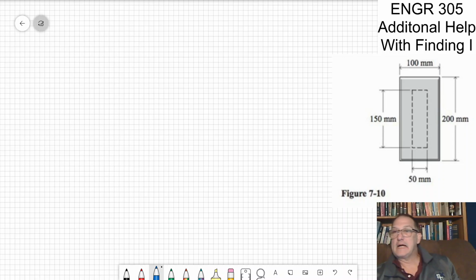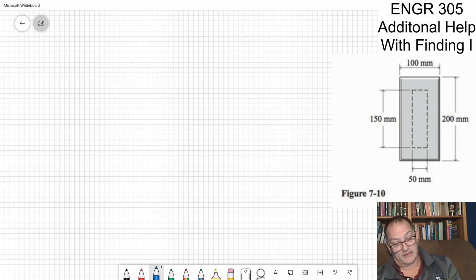Engineering 305. This is a quick video, maybe not so quick, which is going to give you some additional help with finding I, that section modulus. The problems around beams become identifying the geometry, and we've already pointed it out in the first lecture. We didn't struggle with it, but we were messing around most of the example problem with finding I, so I want to spend some more time talking about that because there are a lot of tips and tricks, and having some experience will help.